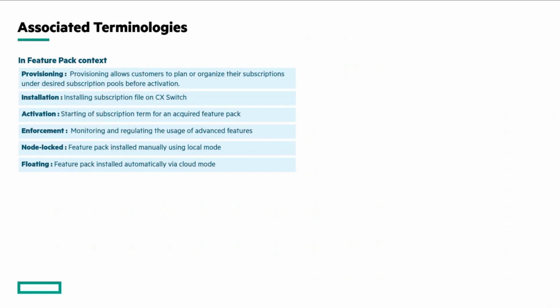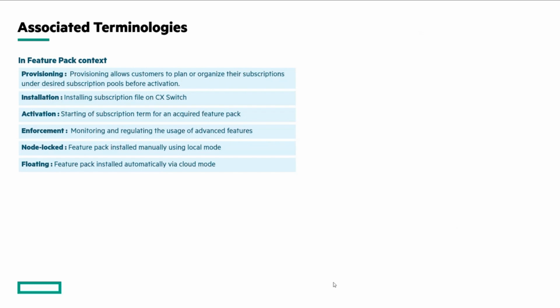Next is the feature pack installation, which is the process of installing a subscription file on a CX switch. Feature pack activation refers to the process of starting the subscription term for an acquired feature pack. Please note that activating a feature pack is not the same as installing it. So a feature pack can be activated, but it may not necessarily be installed on a switch.